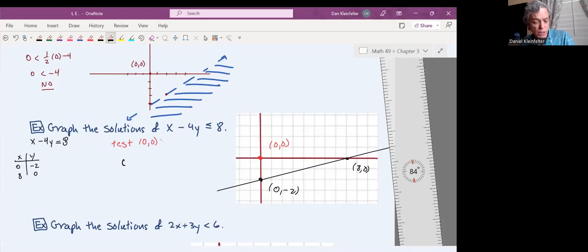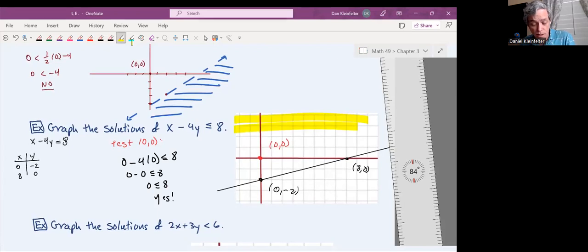Okay, so 0 minus 4 times 0 is less than or equal to 8. 0 minus 0 is less than or equal to 8. It's true that 0 is less than or equal to 8. So that means that all of the points above the line make up solutions. So we'll go ahead and shade everything that is above that line. So the solutions to our inequality are the points on and above that line.